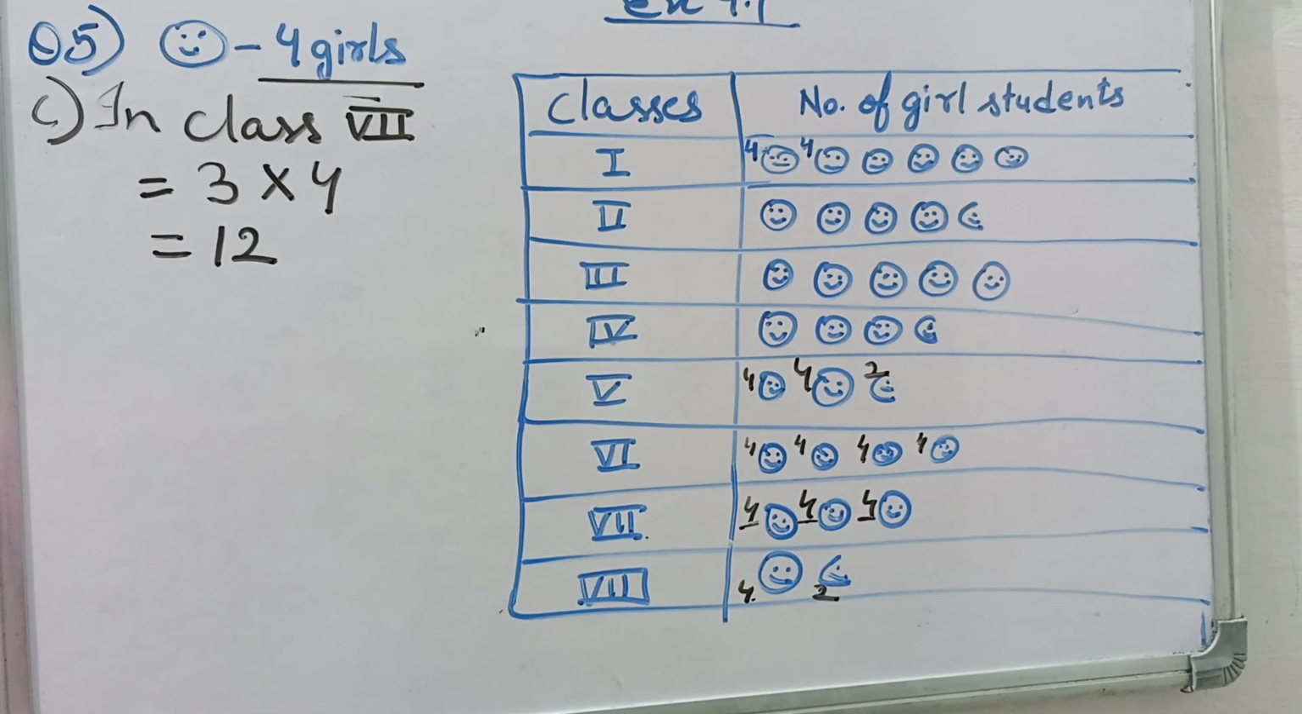So this is how we observe any pictograph and find out the required information. Now questions number 6 and 7 are your homework. You will try them yourself. With this we finish our exercise 9.1. Thank you.